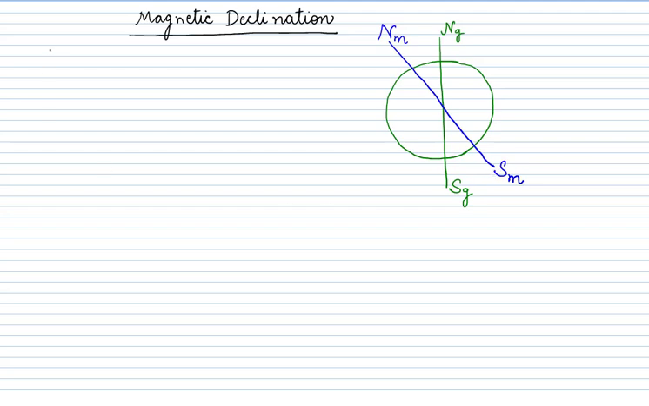Now the first thing we define is the magnetic meridian. What is this magnetic meridian? The magnetic meridian is a vertical plane. Always remember this meridian is a vertical plane. And this plane passes through the imaginary line joining the magnetic north and south pole. So if you join the magnetic north and south pole and you draw a vertical plane through it, then this vertical plane is known as the magnetic meridian.